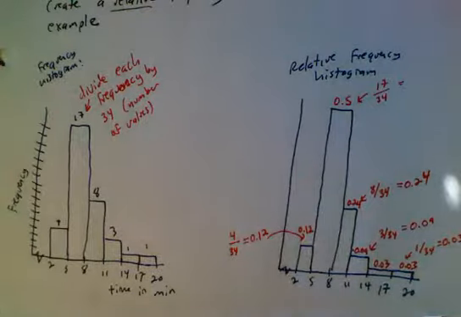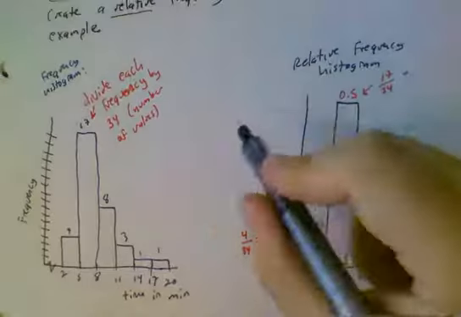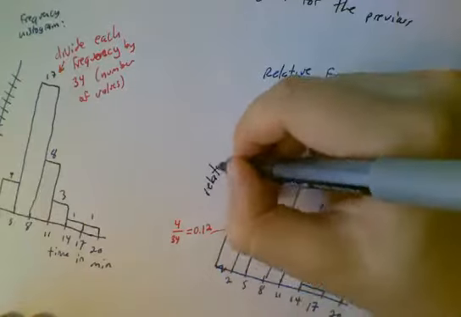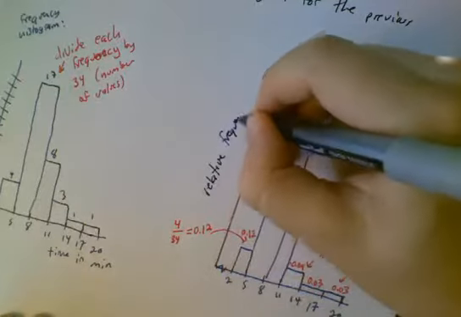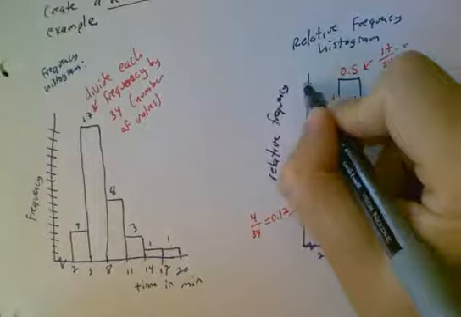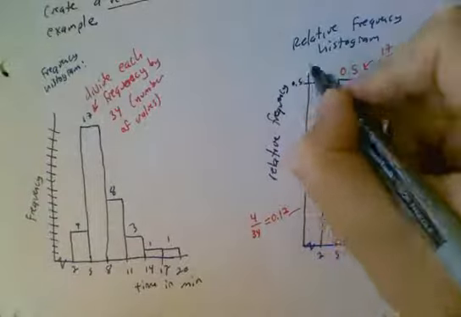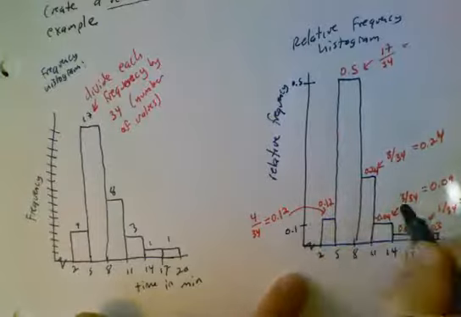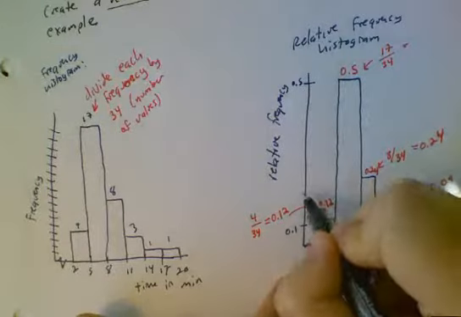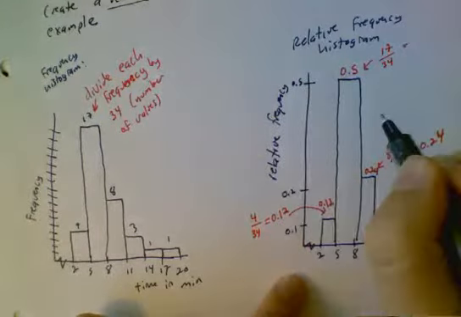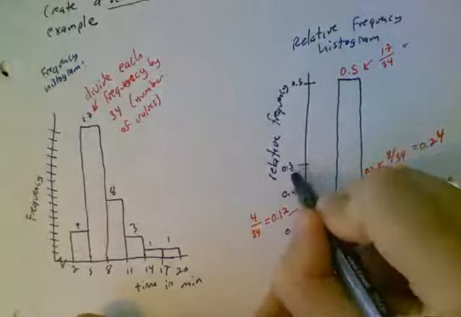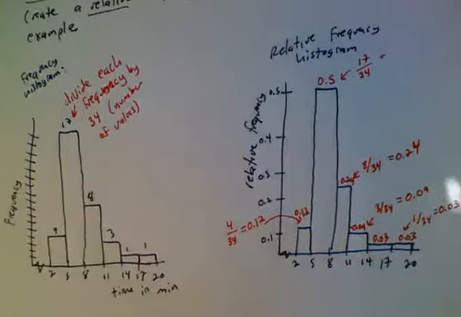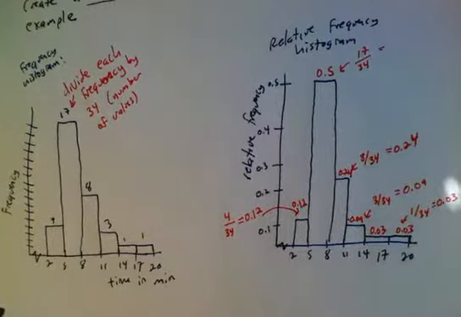Now that I've done that, it is important to have something for the y-axis here. But we can just do a scale that makes sense. So we can just count by tenths here. For example, here's 0.1. This is going to be about 0.2, 0.3, 0.4. And that is a relative frequency histogram. We are all done.